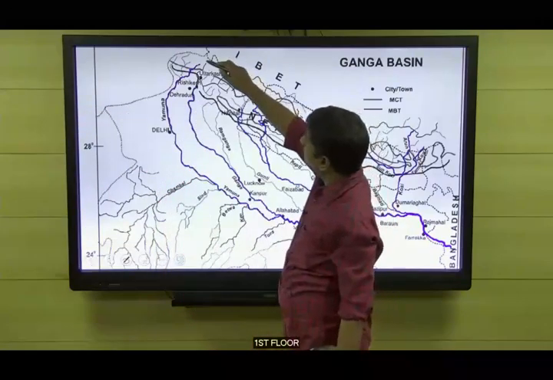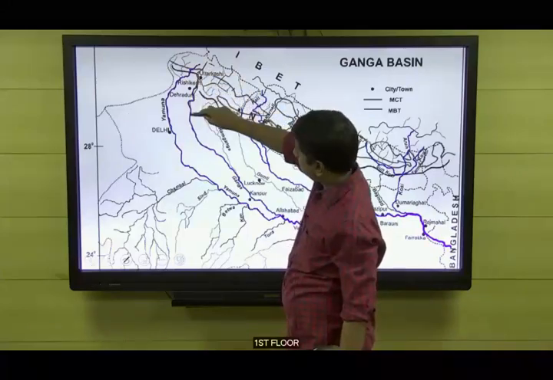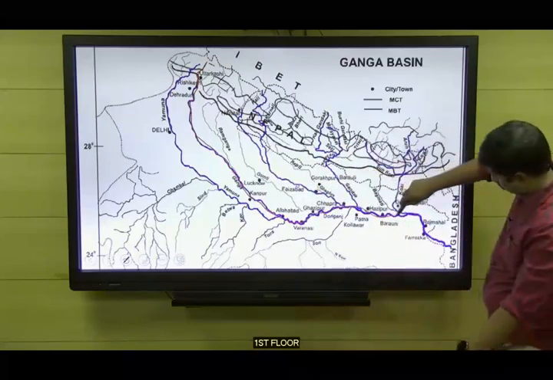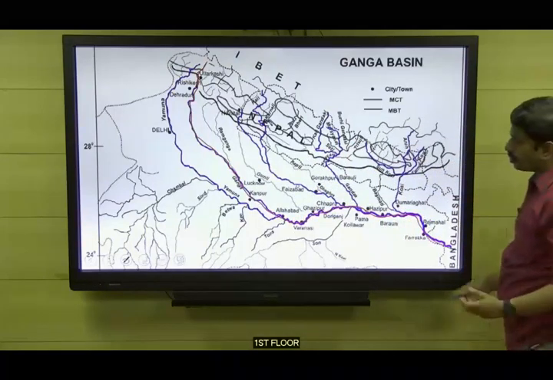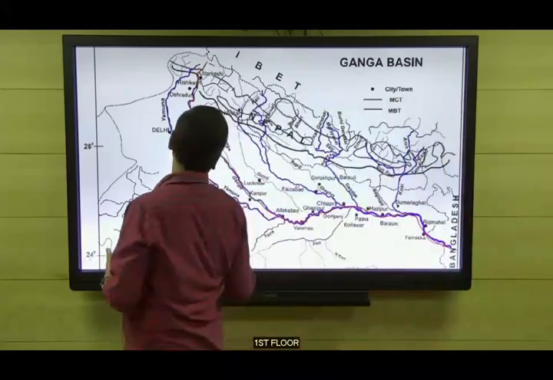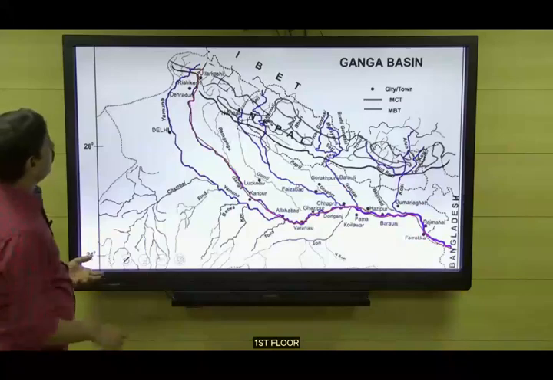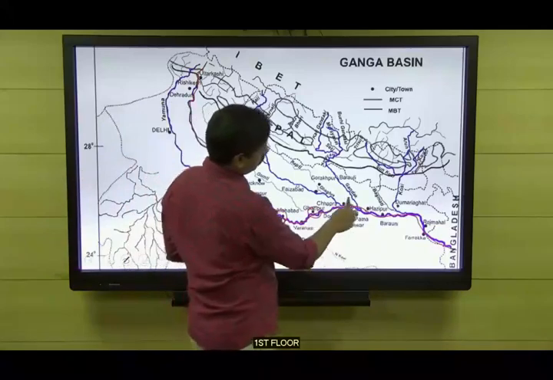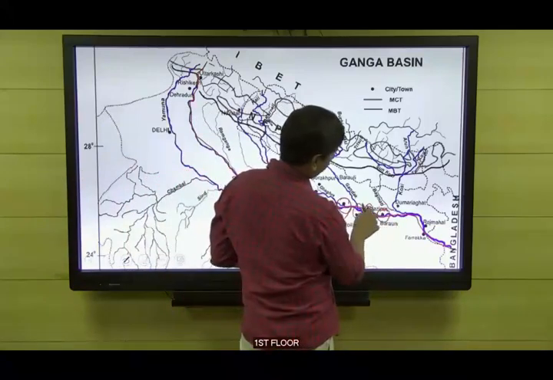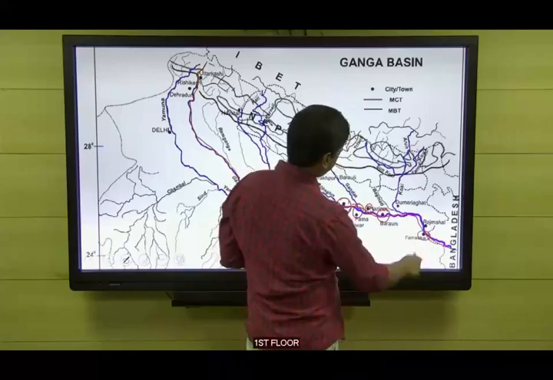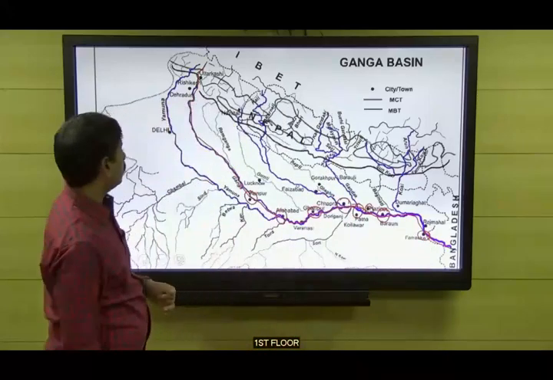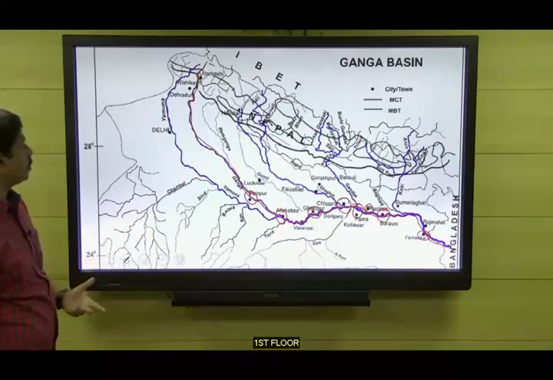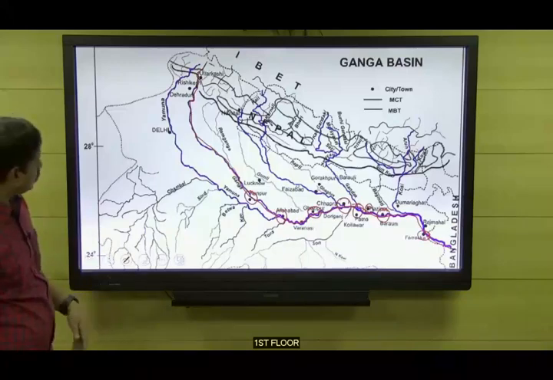Okay, this is how the Ganga comes down. When you are seeing here, you need to look at the places also, like Ganga is associated with Kanpur, Allahabad, Ghazipur, Chapra, Varanasi, Mirzapur, Patna, Farakka barrage, anyway you will be knowing. So like that, when you are seeing the map, you should see the neighboring towns also, so that if a question is asked, you will be able to answer that.